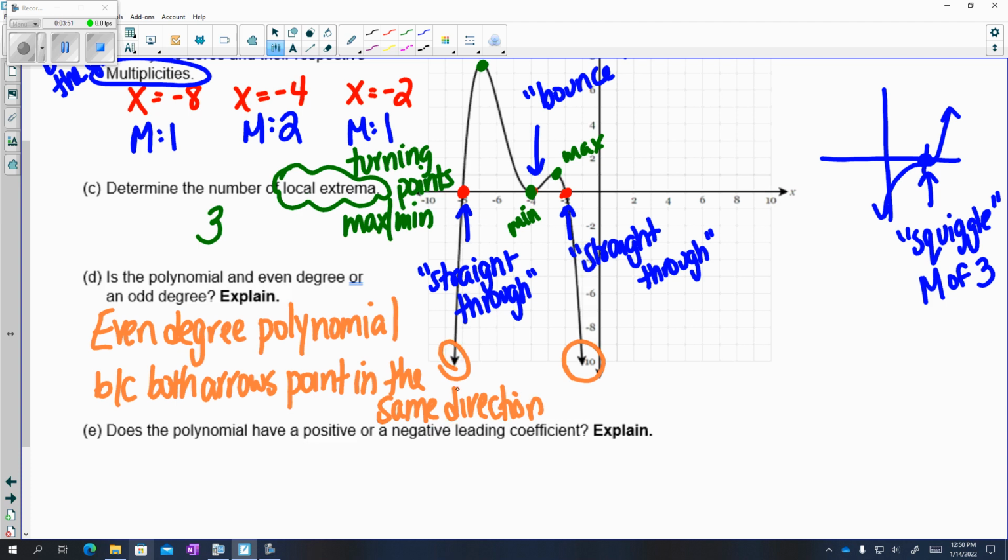Part E, does the polynomial have a positive or a negative leading coefficient? To determine a positive or a negative leading coefficient, we always go to the right arrow. My right arrow is pointing down, so it is a negative leading coefficient.